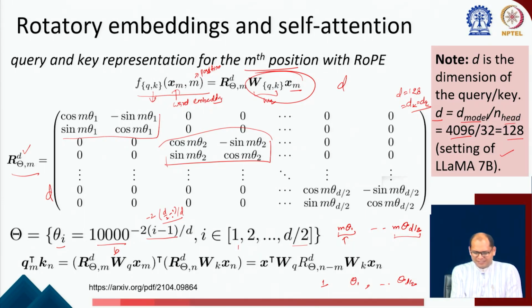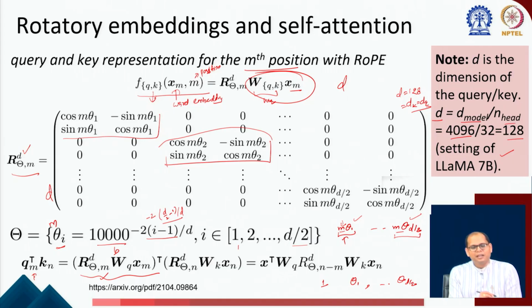So you have fixed theta i's, the base thetas, and you multiply by m for the position. So, m theta i's, and you have d by 2 such things. You only have d by 2 such different angles that you multiply for every position, and these angles change depending on position because of the multiplication by m. The base thetas remain the same, but m changes with each position, and the same m is applied to each angle. So effectively I multiply with this rotary embedding for position m.